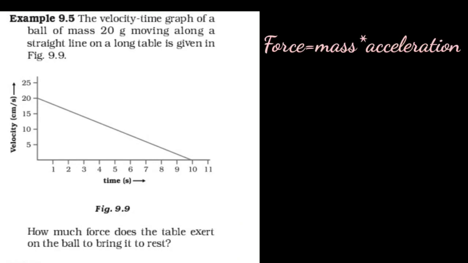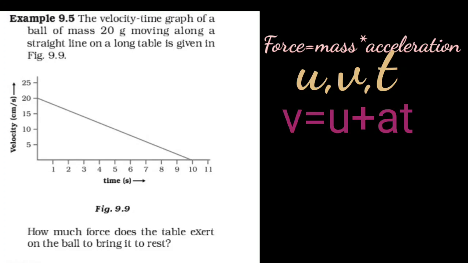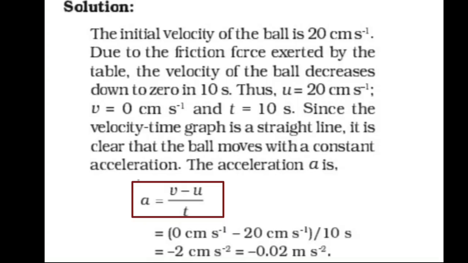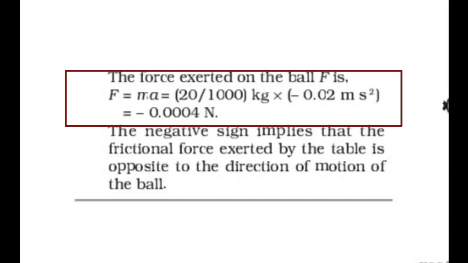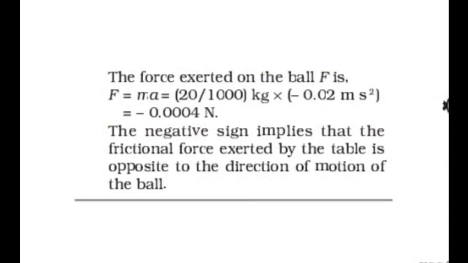We know that force is equal to mass into acceleration, as mass is given but acceleration is not given. Now the question is, which formula of acceleration will we use? As we have u, v, t, we can use the equation v is equal to u plus at. Substitute all the values and get the acceleration. Don't forget to convert centimeters into meters. Now we will substitute the values of mass and acceleration and we will get the value of force F.